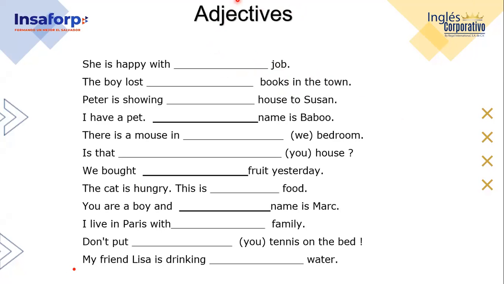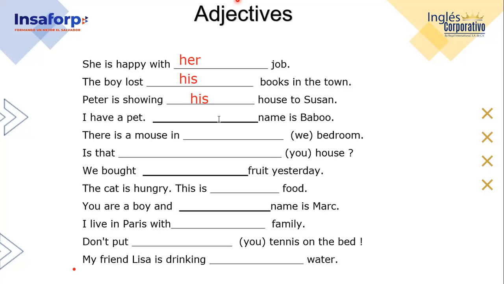You? Okay, give me a second. You. You. Yes. You. Number one. You're happy with? Her. You. Her. Okay, thank you. He's happy with her job. The boy lost. Los chicos perdieron sus libros en la ciudad, in the town. It says el chico. The boy. He is. Okay, he is. Peter is showing. He is. Okay, Peter está mostrando su casa a Susan.